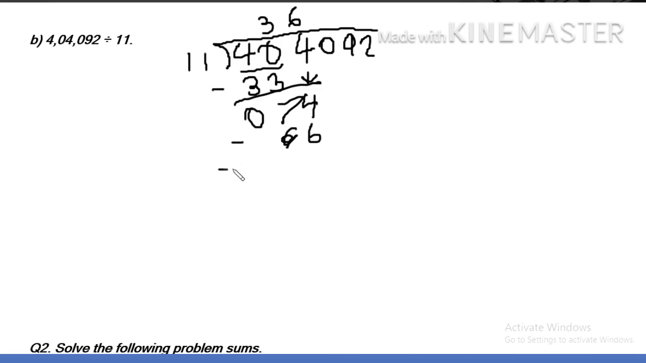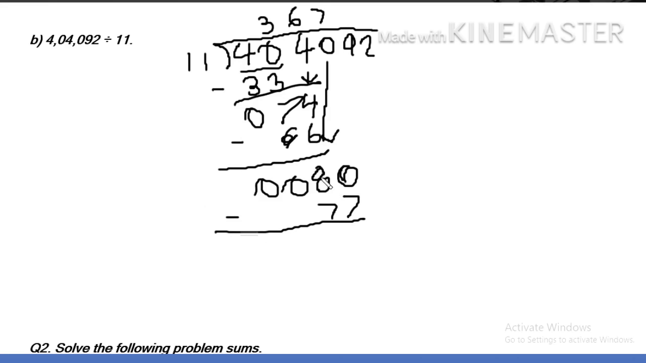Let's subtract it. 4 minus 6, once again we have to borrow. So this will be 6 and this will be 14. 14 minus 6 will be 8. And this will be 0. Then 0 will be copied because 8 is smaller than 11. Then 80. We will not take 88, it will be bigger. So we have to take 7 times, 77.